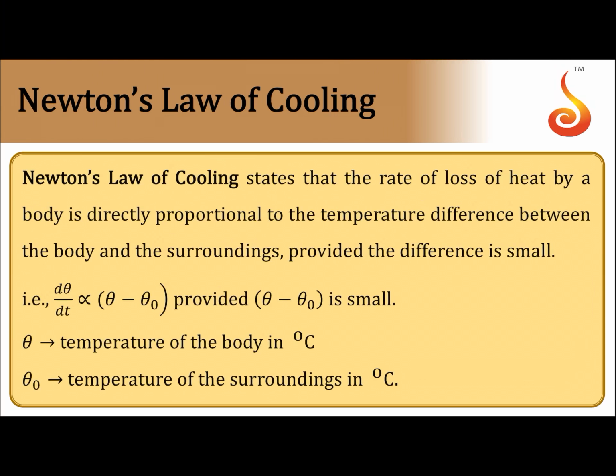Then coming to Newton's law of cooling. It states that the rate of loss of heat by a body is directly proportional to the temperature difference between the system and the surroundings, provided the temperature difference is small. So rate of loss of heat is nothing but d theta by dt. It is proportional to theta minus theta naught. We can introduce a proportionality constant. Theta naught is the surrounding temperature, theta is the instantaneous temperature of the system.